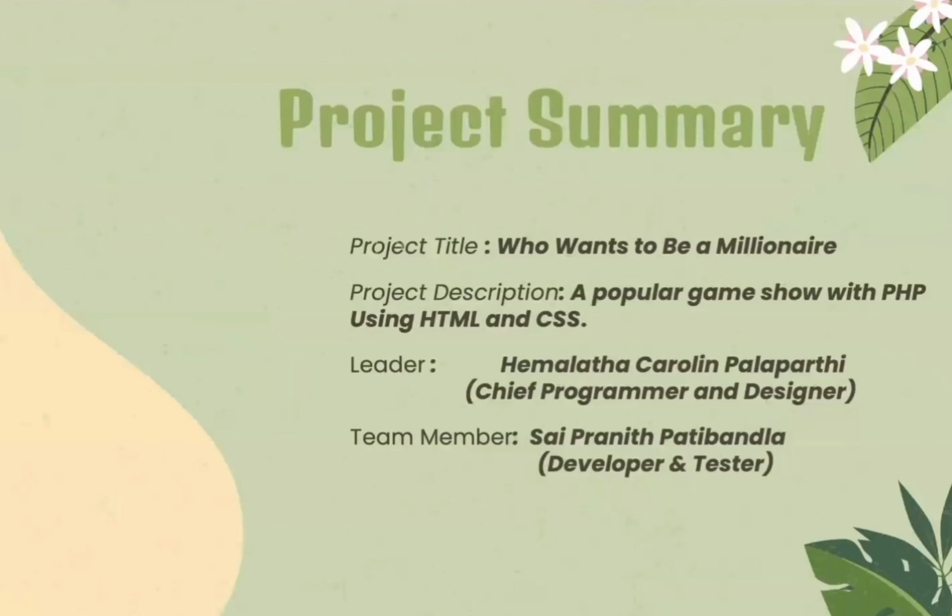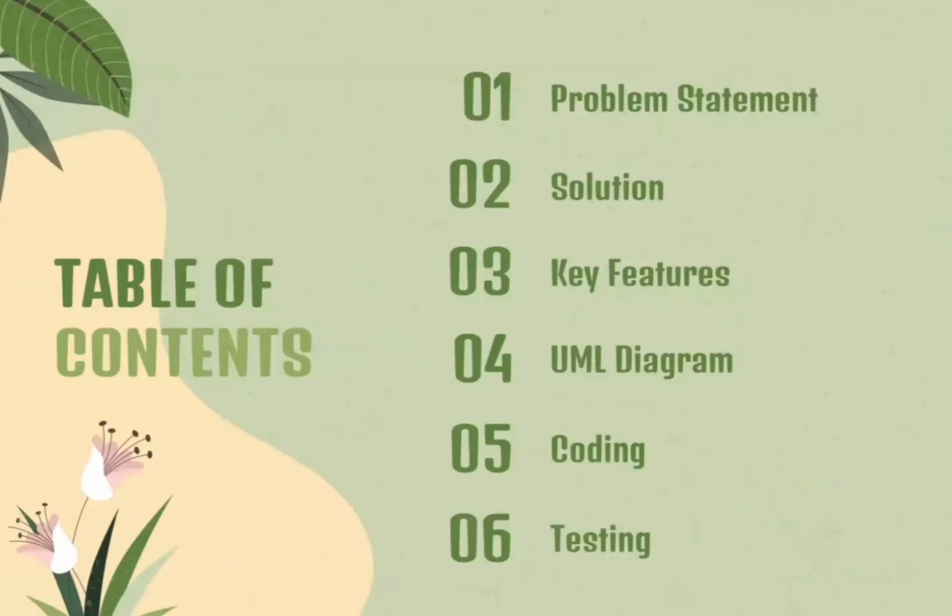This is our project summary. The project title is Who Wants to Be a Millionaire? The project description is a popular game show with PHP using HTML and CSS. We haven't used any JavaScript here. I am the leader of the team and I am also the chief programmer and designer, whereas Sai Pranit is developer and tester.